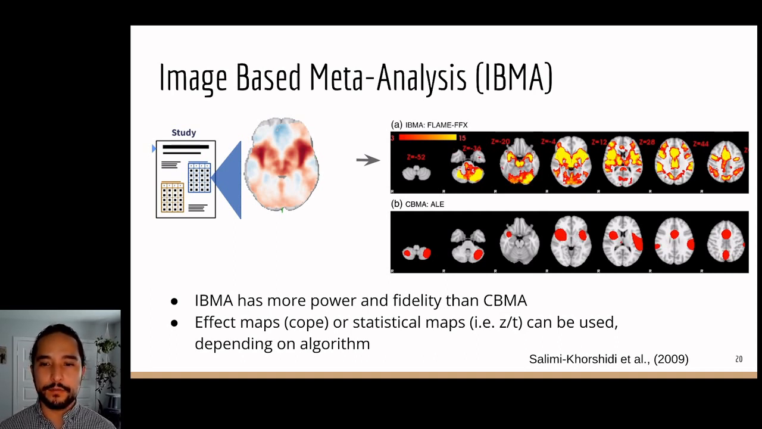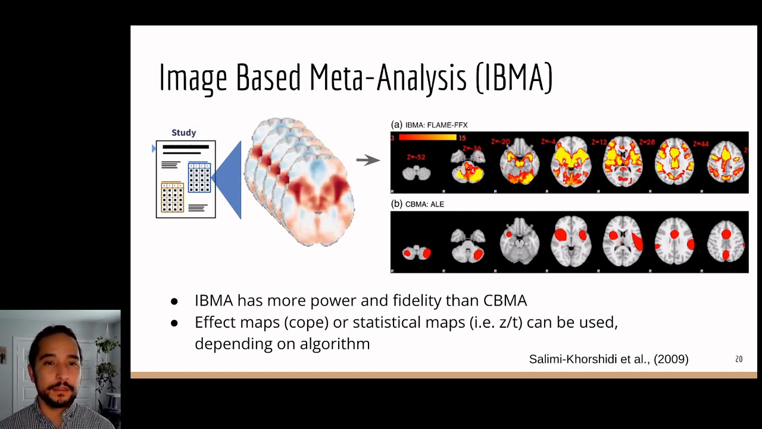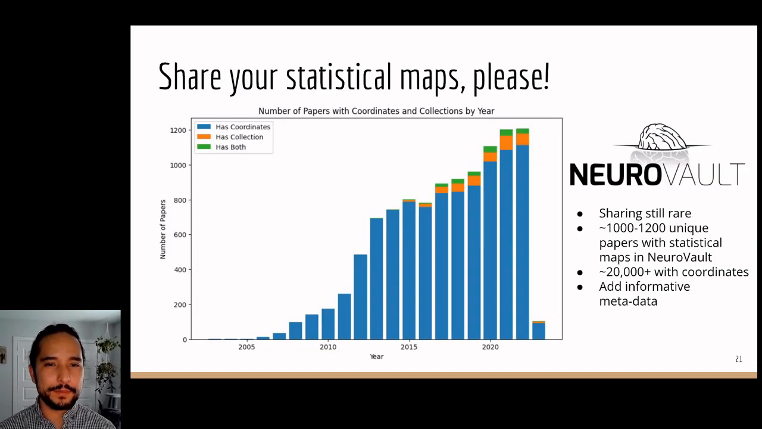As you can see here from this paper, they compared CBMA using various techniques and IBMA using various techniques, and the main takeaway is that with image-based meta-analysis, you get a much richer and fuller picture of what is happening on average, and you also get more power. So basically you need fewer studies to find a consensus. Again, here's the combination of the different maps.